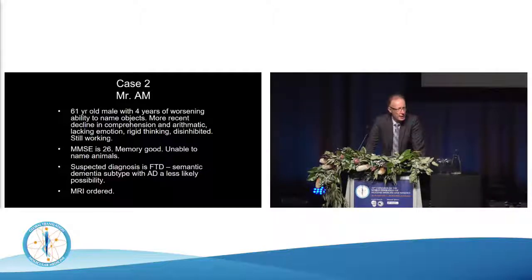61-year-old male with 4 years of worsening ability to name objects, more recent decline in comprehension and arithmetic, lacking emotion, rigid thinking, disinhibited, still working. Must be a politician. Mini mental state score is 26. Memory is good. Unable to name animals. Suspected diagnosis was frontotemporal dementia of the semantic subtype with Alzheimer's disease, a less likely possibility.